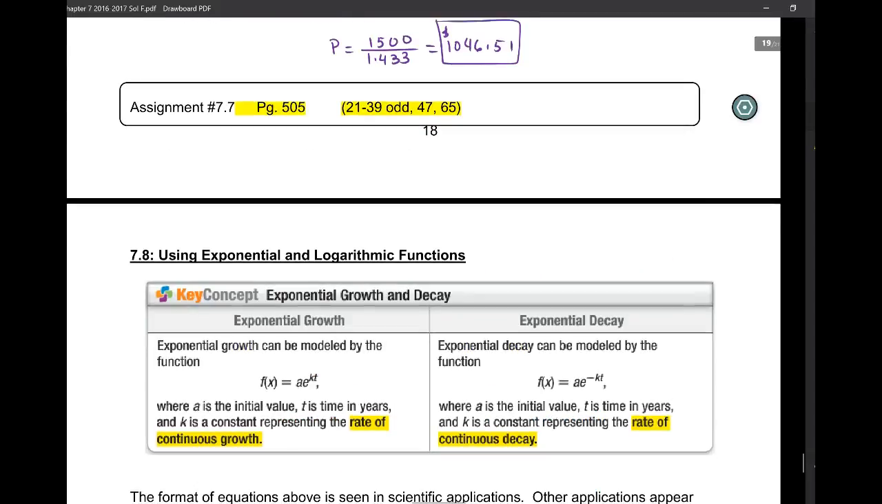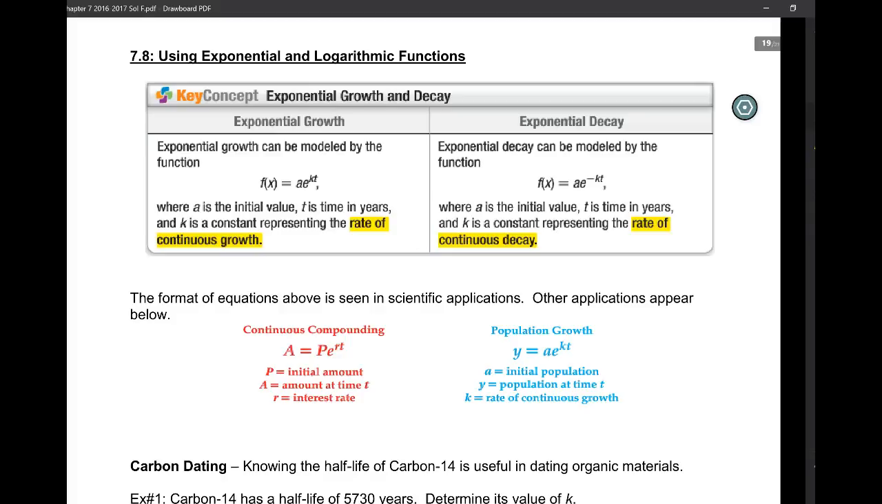We're on page 19. So you learned all the properties, or you should have, right? Logarithms and exponentials. And now it comes down to applying those properties and those rules, okay? We're going to do something called exponential growth and decay. Have you ever heard of that before? What does exponential growth mean?